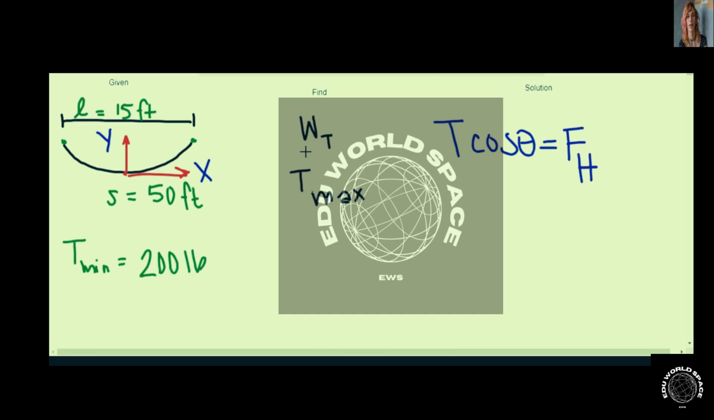You have to remember that F sub H is the horizontal component of the tensile force at any point along the cable. It's also important to remember that the maximum tension occurs at the supports, while the minimum tension occurs at the center of the cable. Because our origin is also at the center of the cable, that angle is 0. So when we plug in those values, we get 200 pounds times the cosine of the angle of 0 equals 200 pounds for that variable F sub H.